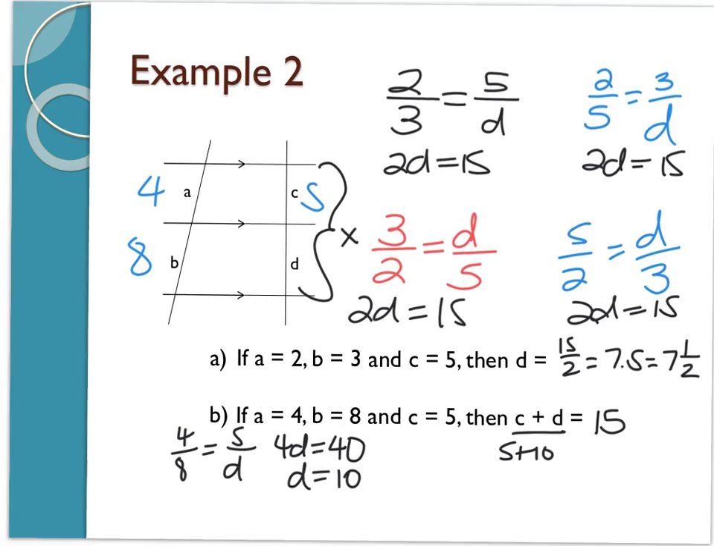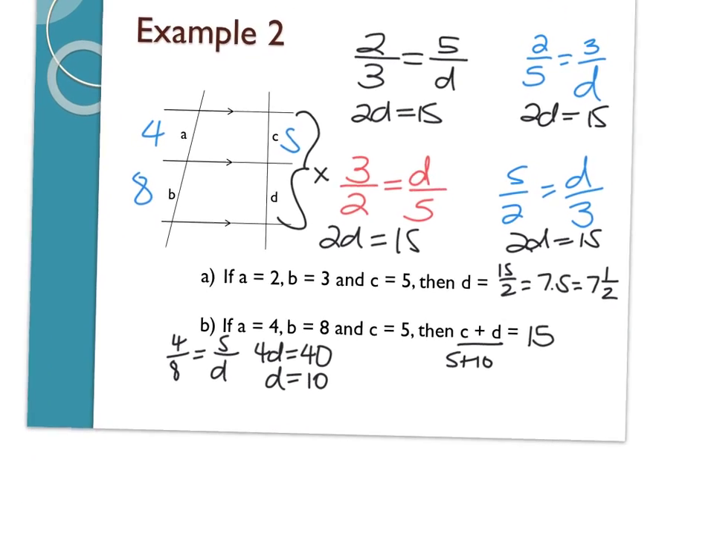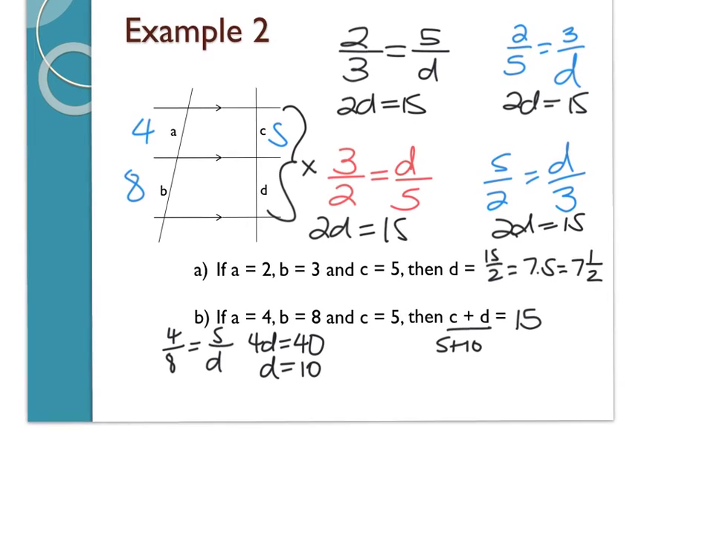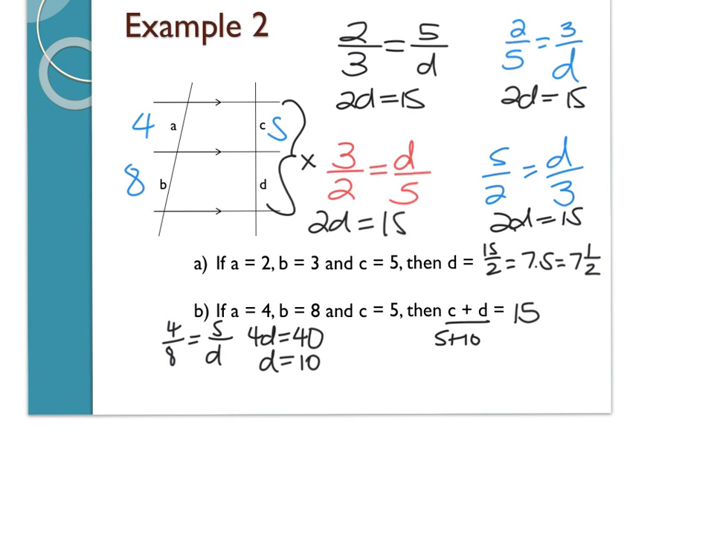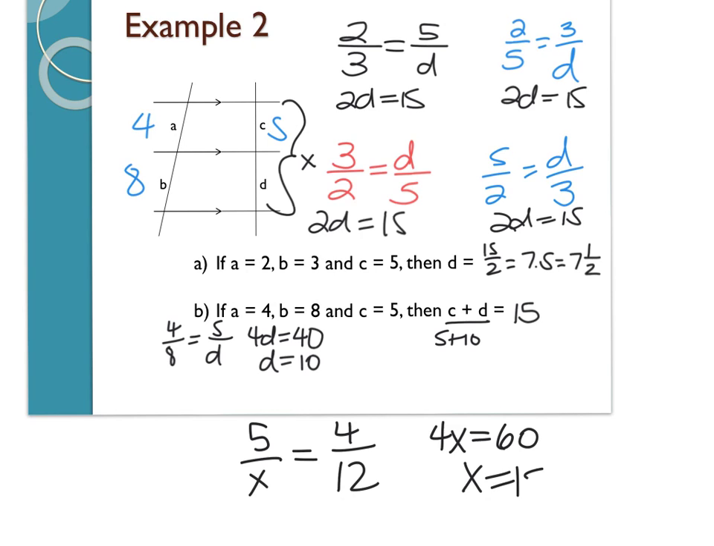Anybody know another way to do it? That works, but there's also another way to do it. What if I said 5 over X? What would that equal? Over 12. Good. 4 over 12. So I did the top over the whole segment, which would equal the top over the whole segment. Everybody see that? You get the same answer both ways, right? So 4x would equal 60 and x equals 15. So both answers are right.